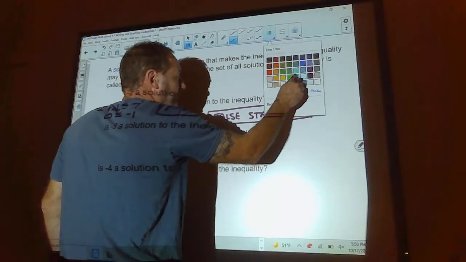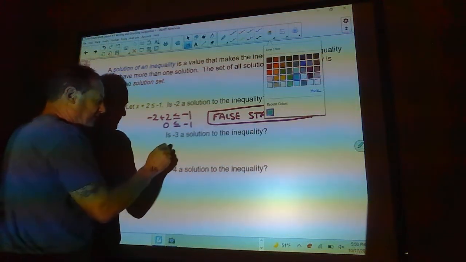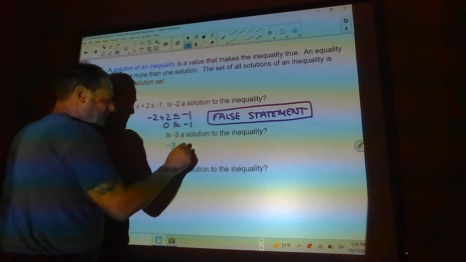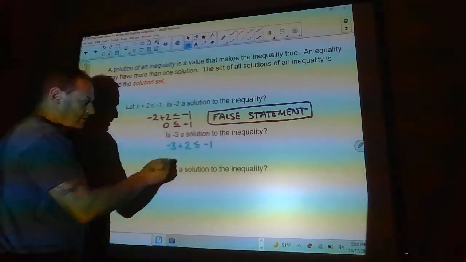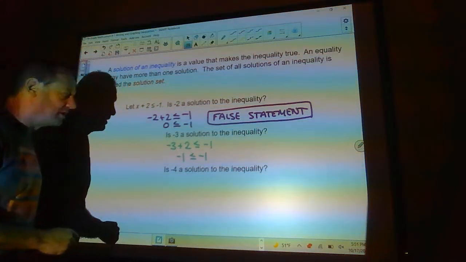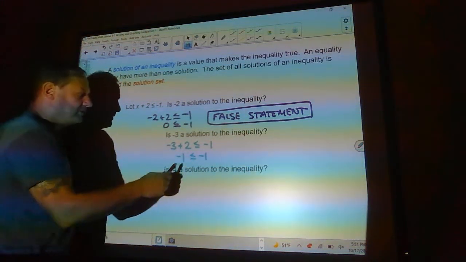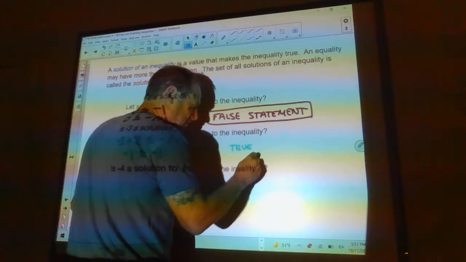Okie doke. So, is negative 3 a solution? I would plug negative 3 in here for x. Negative 3 plus 2 is less than or equal to negative 1. This becomes negative 1 is less than or equal to negative 1. Is that true? Yeah, negative 1 is equal to negative 1, so it's less than or equal to negative 1. So this is true.